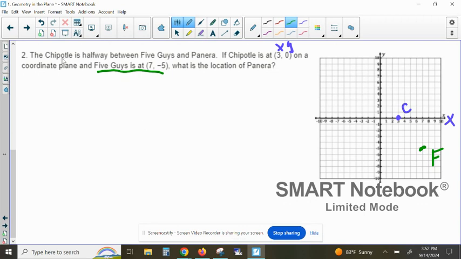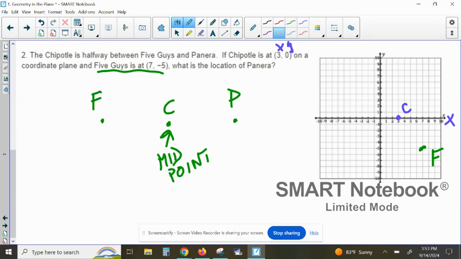It says Chipotle is halfway between. So that means Chipotle has to be between Five Guys and Panera. If Chipotle is halfway between, just draw a little picture. Chipotle has to be the middle one between the Five Guys and the Panera. So if I look at my picture, this one is my midpoint, right? I'm not looking for a midpoint because I already have Chipotle. That is my midpoint.